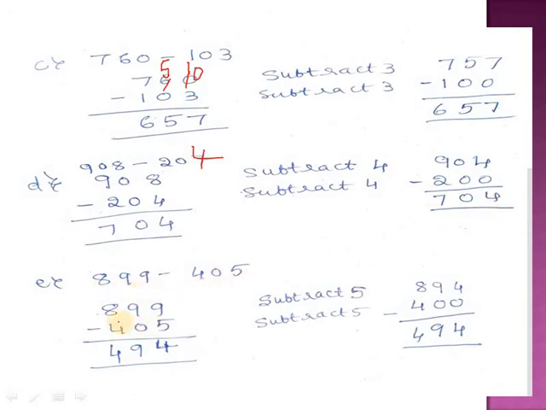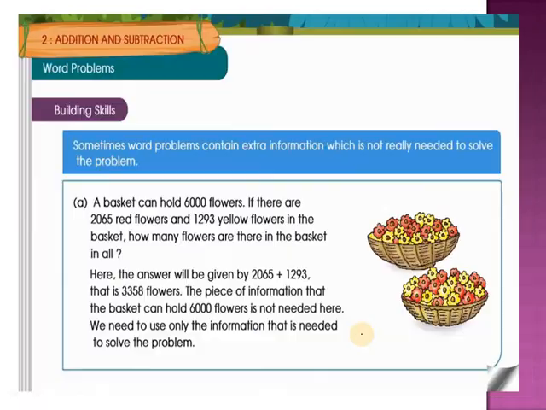899 minus 405. 899 minus 405. 9 minus 5 is what? 4. 9 minus 0 is 9. 8 minus 4 is 4. Now subtract 5. So we have to make the end number 0, no? So 405 minus 5 will get 400. 899 minus 5 we will get 894. So now subtract here. 4 minus 0 is 4. 9 minus 0 is 9. 8 minus 4 is 4. So the answer is the same. We have subtracted 5. Okay children, this is the answer.